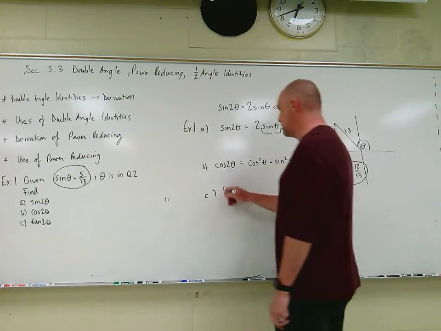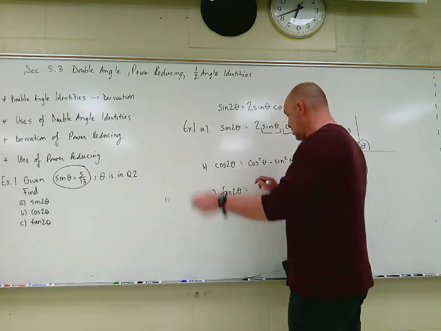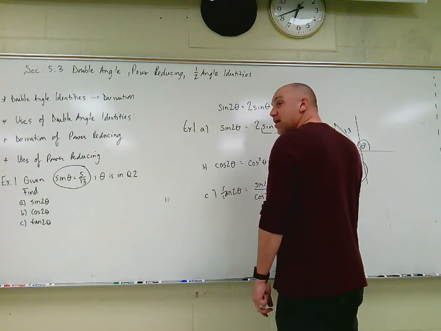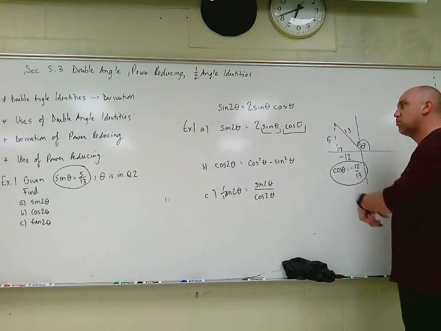What am I going to do to get tangent of 2 theta on part C? Yeah, do sine over cosine. Hopefully I got these right. If you mess these up, then that's probably going to be wrong. But that's what I would do. So why don't you try that?